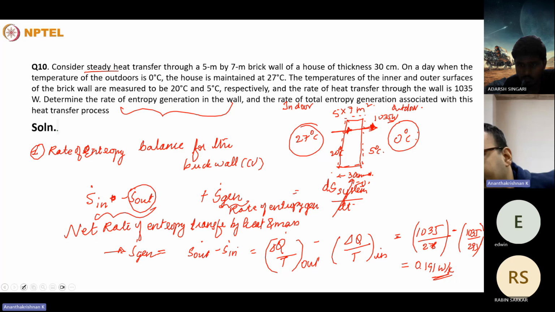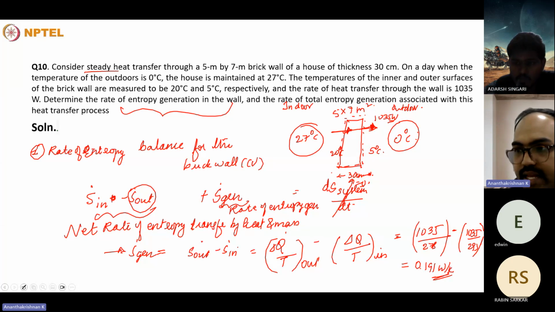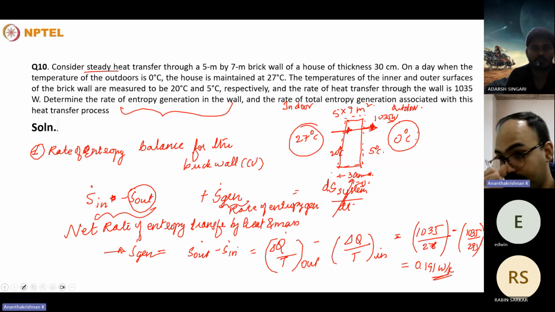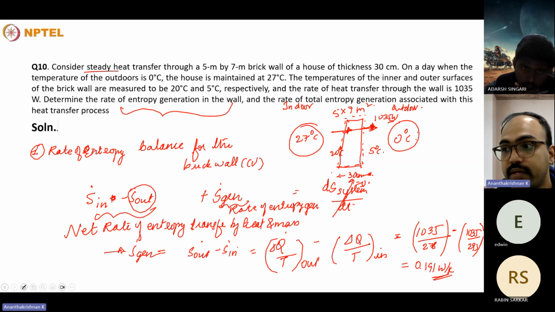There is a slight difference because we considered the first part of the problem with the wall as the control volume, and there we took into consideration the surface temperatures of the wall. That helps us get the entropy generation in the wall. The next one is the rate of total entropy generation associated with this heat transfer process.